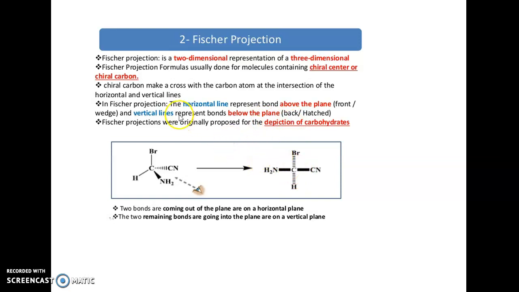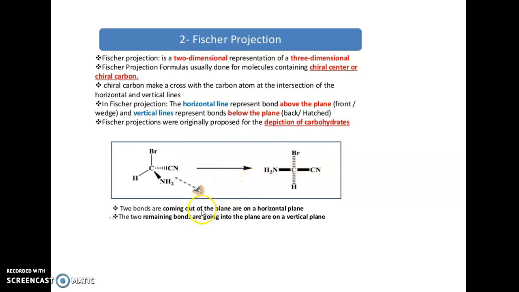So like this in Fischer projection, the chiral carbon makes a cross with the carbon atom at the intersection of the horizontal as well as the vertical line. This is a horizontal line, this is a vertical line. The horizontal line shows the bond is above the plane, the vertical line shows the bond is below the plane. Horizontal lines are shown by wedge, vertical lines are shown by hatched.